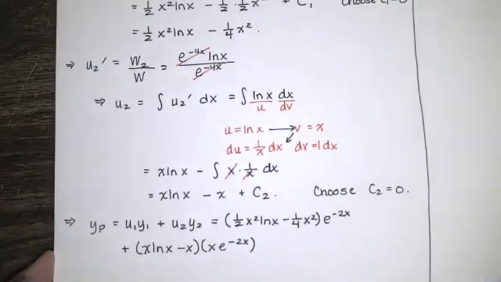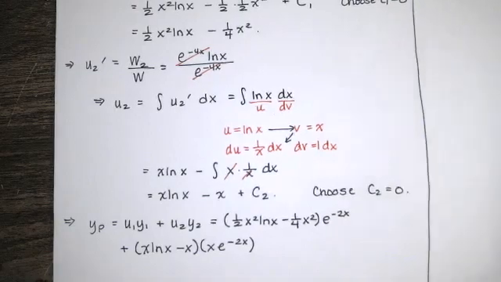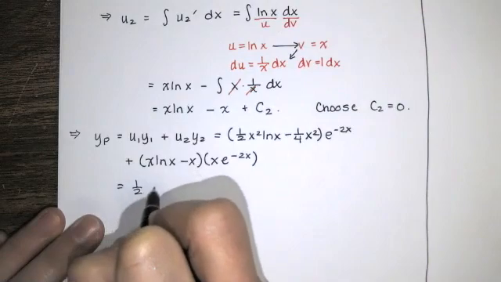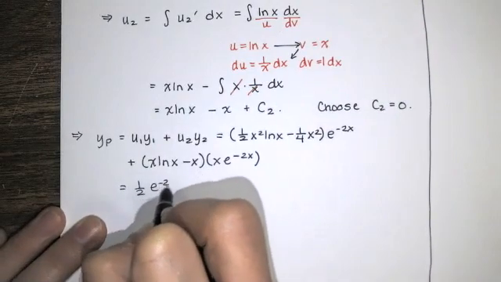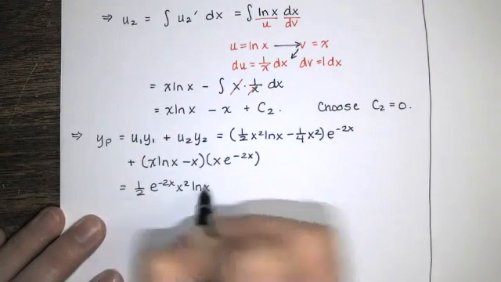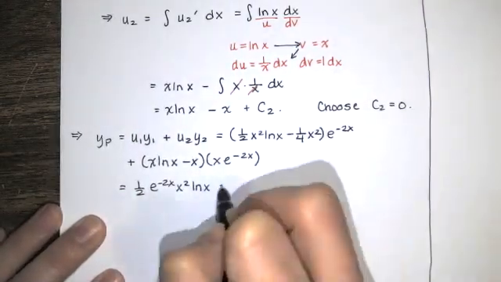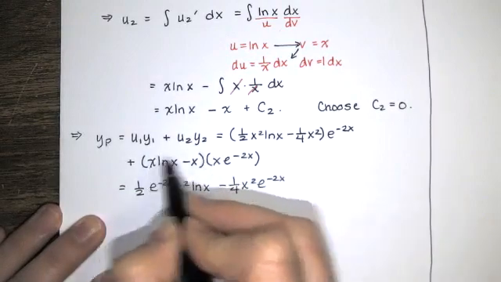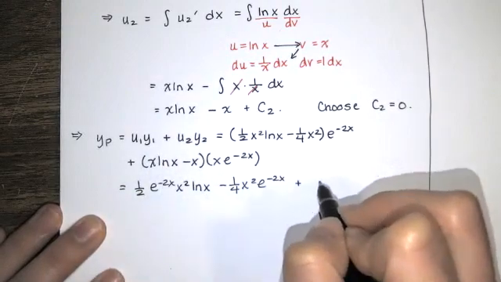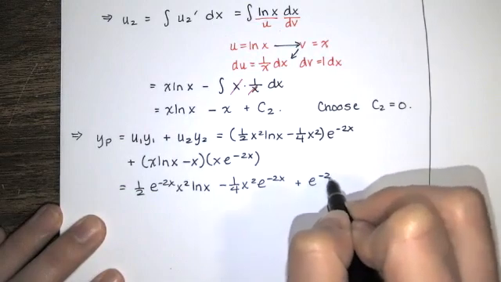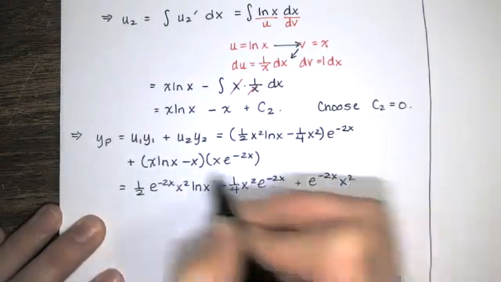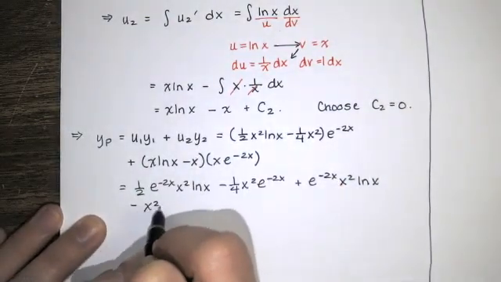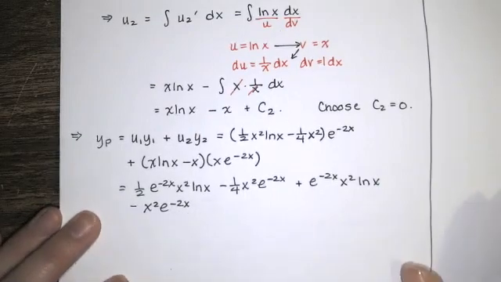Now there's probably some simplification that we can do if we distribute. So I'm going to do some distribution. Got 1/2 times e to the negative 2x times x squared natural log of x from here. And then we'll distribute the e to the negative 2x there as well. And then we distribute this guy. So we'll have e to the negative 2x, x times x is x squared, times natural log of x. And then we're subtracting x squared times e to the negative 2x.